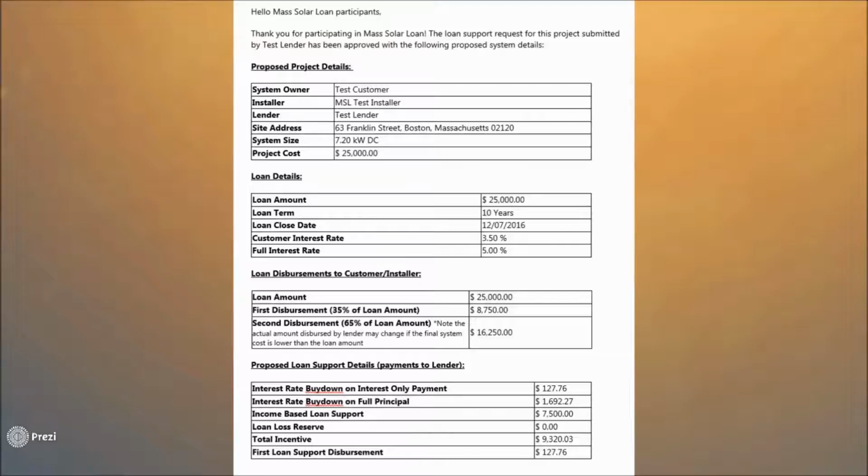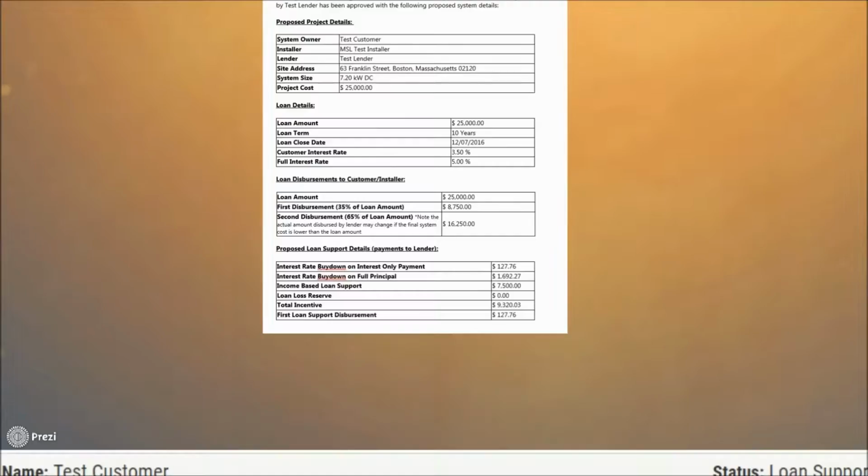Although funds may be released before the application enters loan support application approved status, installers may not receive permission to operate from the utility until the project receives the loan support application approved status. We strongly encourage installers to check the status of their applications in the portal before applying for interconnection. The application will remain in the loan support application approved status until the installer begins to submit the completion documents.